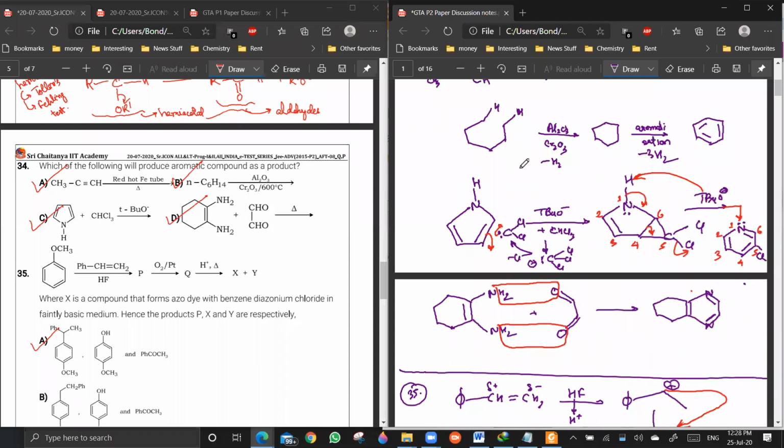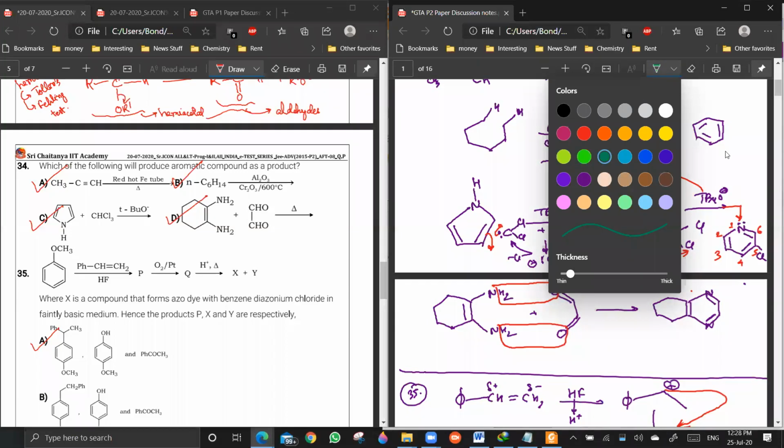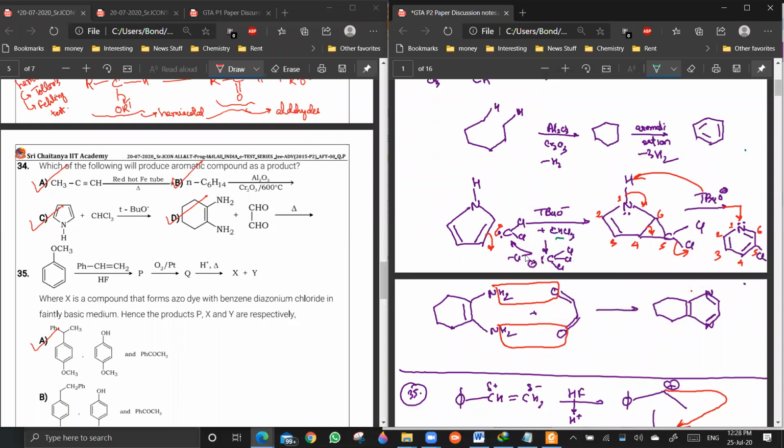Option C I have discussed. It is similar to the Reimer-Tiemann reaction, but not exactly. If you have tertiary butoxide ion, which is a bulky base, it will take this acidic hydrogen and give CCl3-, and this CCl3- will give dichlorocarbene, CCl2. Now if you have a double bond and a carbene, it will form a three-membered ring, a cyclopropane type of ring. Then tertiary butoxide ion will take this hydrogen, this bond will come like this, and this Cl will go out. So you'll get a chloropyridine with chlorine at the meta position. Are you getting my point?